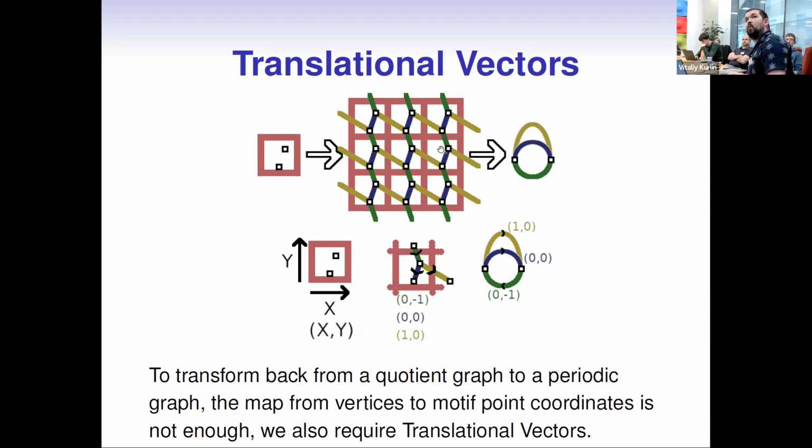This goes from one point in a unit cell to the other point in the unit cell, but we don't know which. As the yellow, blue, and green are all equivalent based on just those two vertices, how do we know that we want this yellow edge to actually go to the left or right here? And the way that we do that is by labeling these edges with integer vectors.